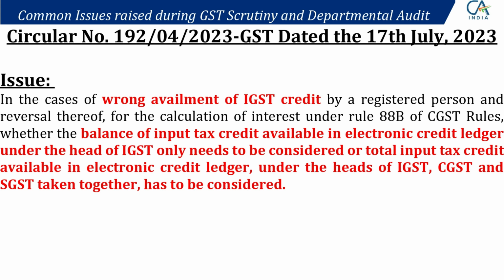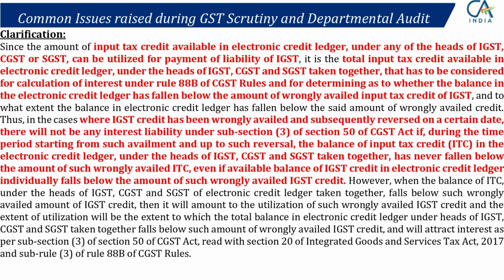Now, sir, I will add one more layer of benefit to the assessee. That is circular number 192/04. Sir, let us take this example. I am claiming input tax credit under the IGST head of 1 lakh rupees. By mistake, I have put one more zero. I claim 10 lakh rupees. 9 lakh rupees out of 10 lakh rupees is ineligible credit because I don't have any invoice to substantiate.